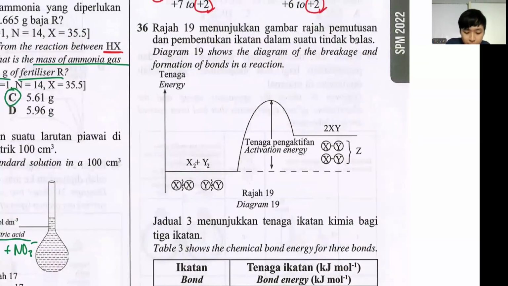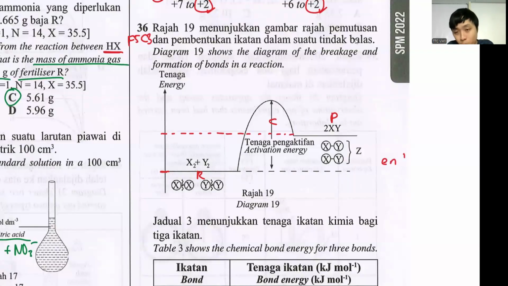36 is Form 5 Chapter 3 calculation. Diagram 19 shows the diagram of the breakage and formation of bonds in a reaction. So this one is the energy profile diagram that shows X2 plus Y2 becoming 2XY. This is the activation energy. And you can see the energy goes from less energy to more energy. The total energy of the reactant is lower than the product. So you know this is endo.